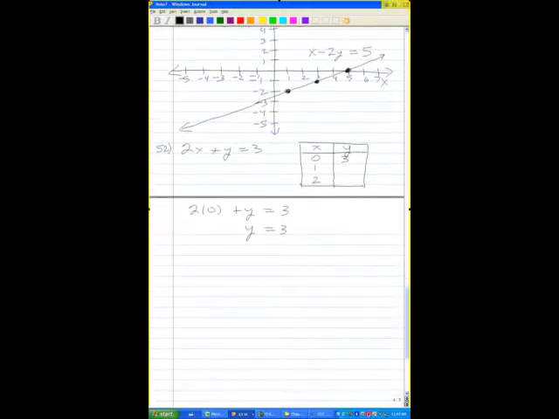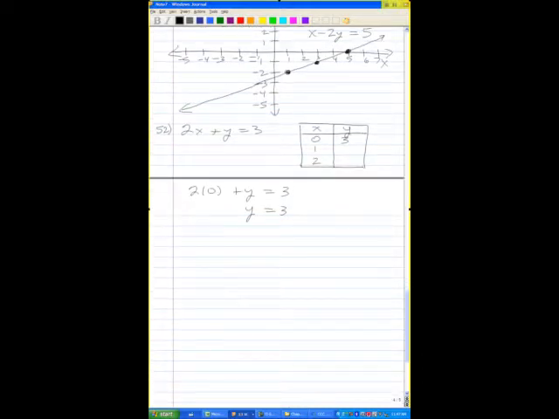Let's do 1. So I have 2 times 1 plus y equals 3. 2 times 1 is 2. Subtract 2 from both sides of my equation. So by the additive property of equality, I have y is equal to 1.